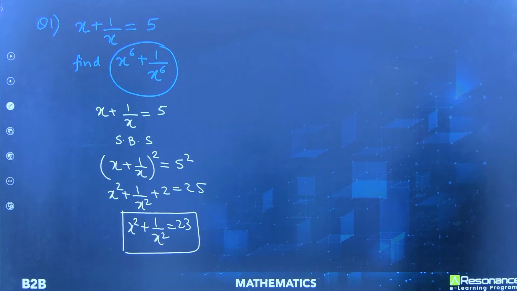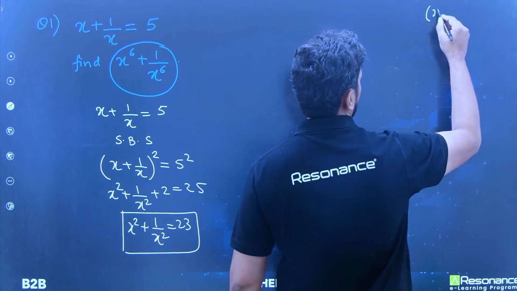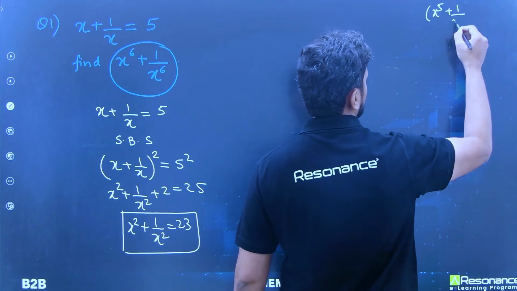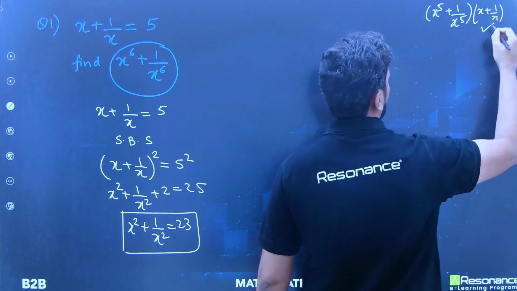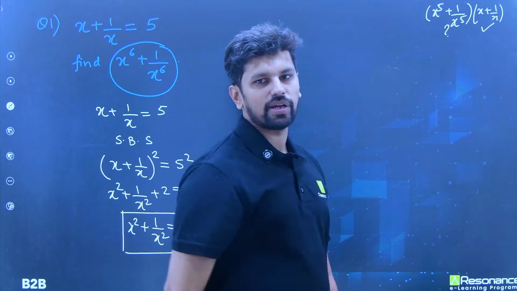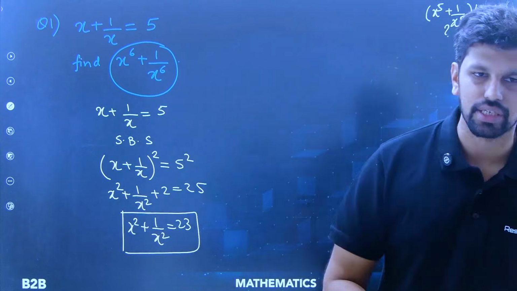Okay, P1 is saying x to the power 5. Obviously we can't do it now, because for finding x to the power 5, P1 is saying to do it like this. This is a very wrong approach, because here we know this, but we have no idea about x to the power 5 plus 1 upon x to the power 5. Again we have to solve, make a new question here.